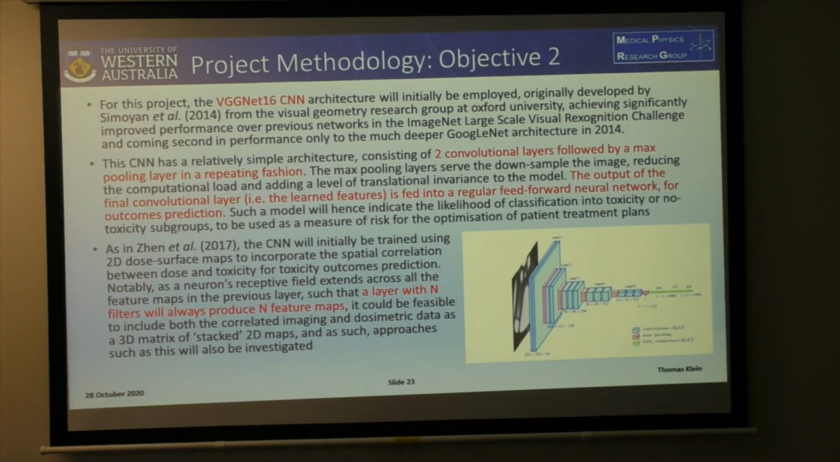As in previous work, we will most likely train these CNNs initially using the dose surface maps, but because a convolutional layer with N filters will always produce N feature maps, this opens up the possibility of including the correlated imaging and dosimetric data as a 3D matrix of 2D layers without significantly increasing the model complexity. These approaches may not be feasible, but they'll also be investigated.